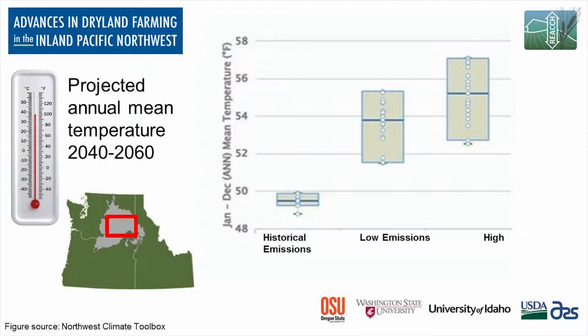This spread of projections that you see here on this chart reflects all of the different global climate models that were considered. In the inland Pacific Northwest, average temperature increases of 3 to 4 degrees Fahrenheit are expected by 2050, and annual average warming of 4 to 6.5 degrees Fahrenheit is expected by the year 2100. Warming trends are projected to be greatest in the summer months. Climate models also project greater temperature extremes, both in terms of minimum and maximum temperatures in the future.